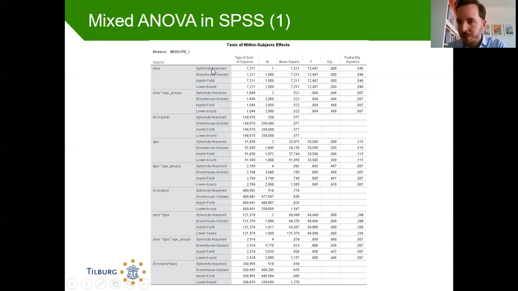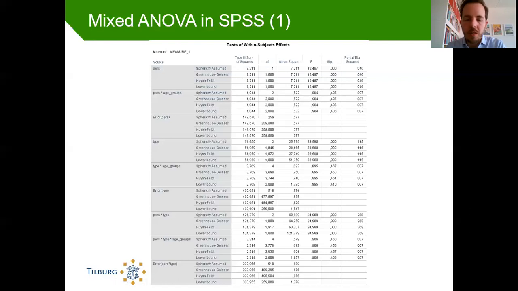If you, like Andy Field, don't care about sphericity, if you just ignore it, then you should take one of the two following lines here. So either you apply a Greenhouse-Geisser correction, then you take the second line, or you apply a Huynh-Feldt correction, then you take the third line. And then you just report what's on those lines. Typically, there are not that large differences between those different options.